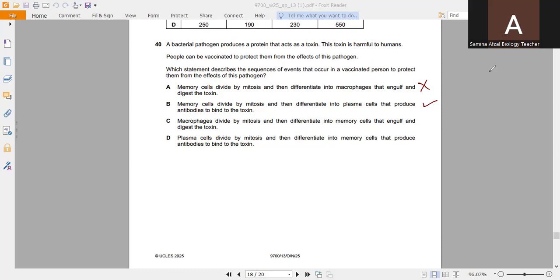Statement C: macrophages divide by mitosis and then differentiate into memory cells that engulf and digest the toxin. Macrophages are phagocytes. They do not divide by mitosis to differentiate into memory cells during this response. So this statement is also incorrect. Then the last, D: plasma cells divide by mitosis and then differentiate into memory cells that produce antibodies to bind to the toxin. Plasma cells are fully differentiated cells. They do not divide and differentiate into memory cells. So B is the only statement which is correct. So B is the correct option.